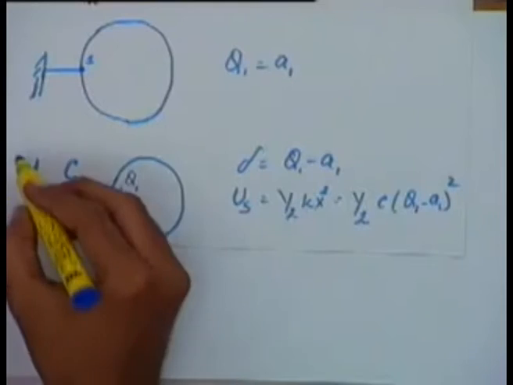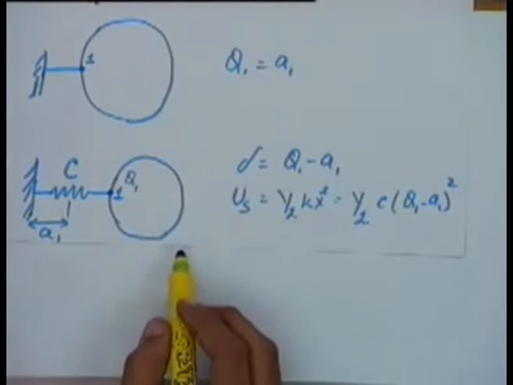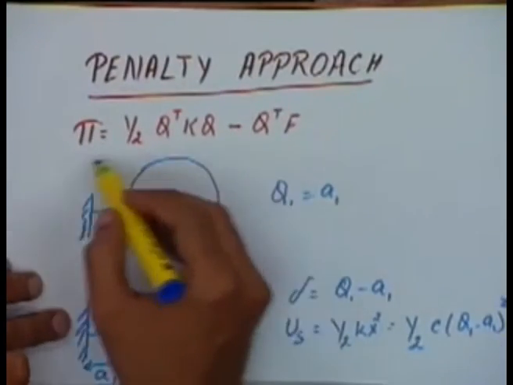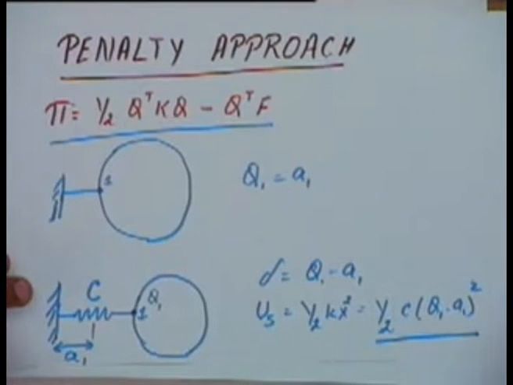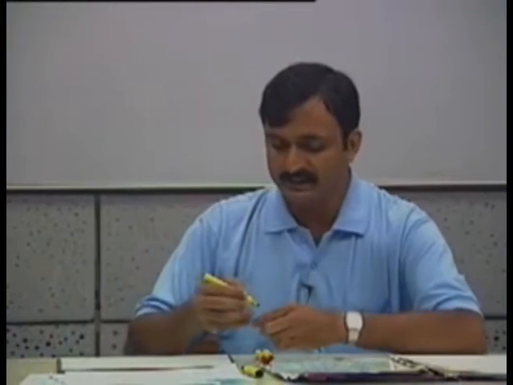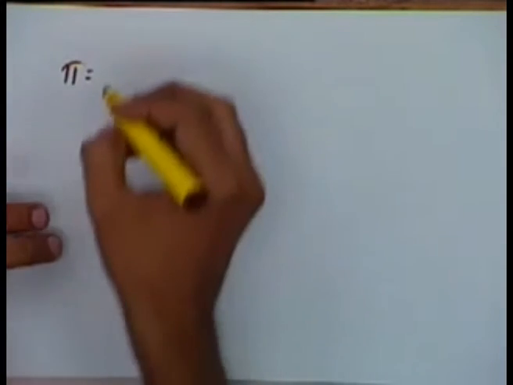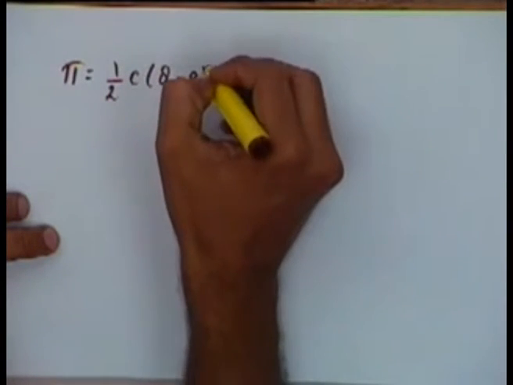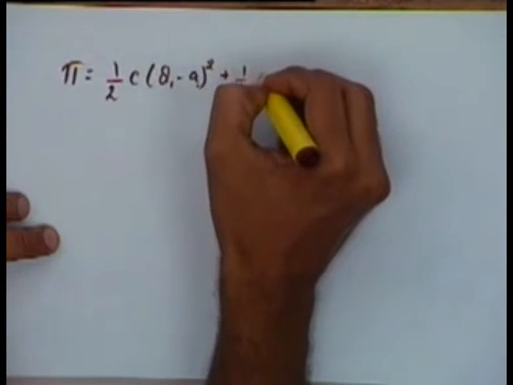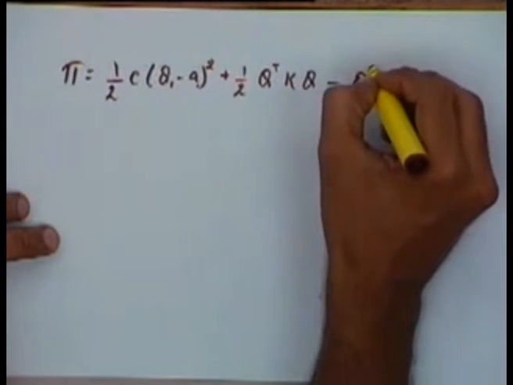Now if I look at this complete system, the potential energy in this complete system would be this potential energy plus the potential energy of this spring. So the complete potential energy, which I will write as pi, will be half C into Q1 minus A1 whole squared plus half Q transpose K Q minus Q transpose F.